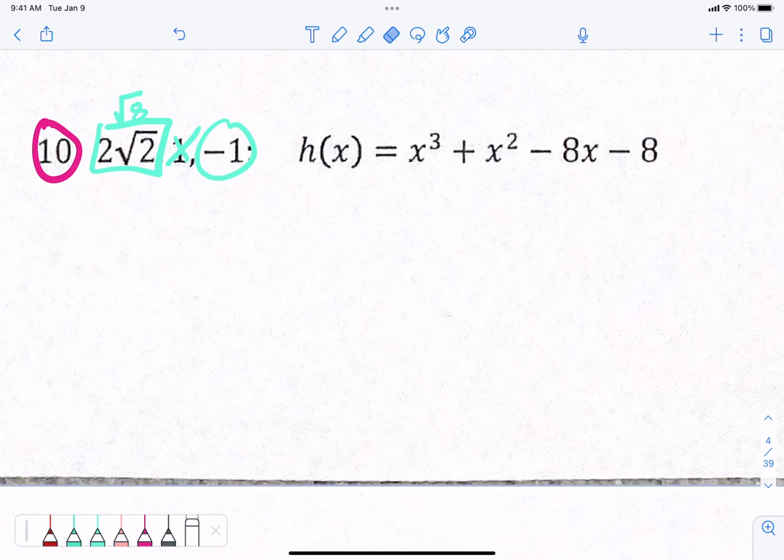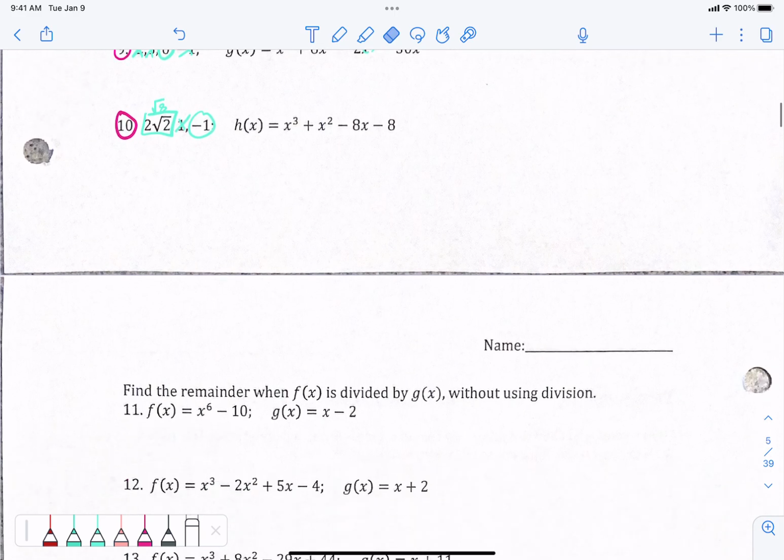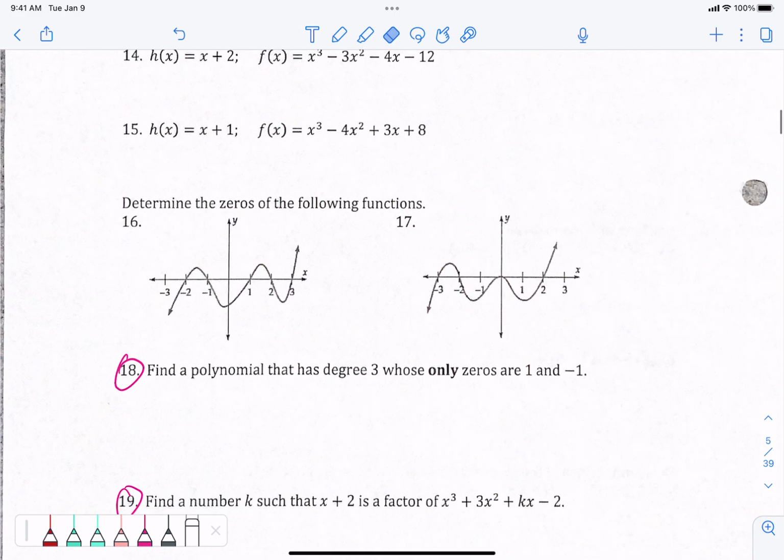I just graphed it and looked at the x's. Gotcha. Yeah, you can do that. That's not probably what they wanted you to do, but anyway, it's fine. If it works, it works. Okay, happy with 9 and 10? Yes. Okay, let's go to 18.